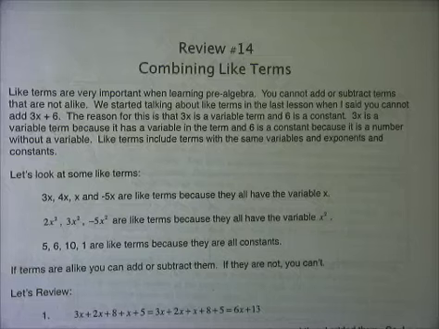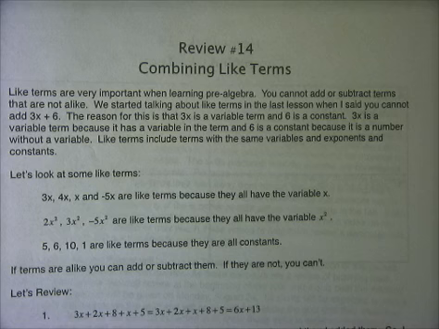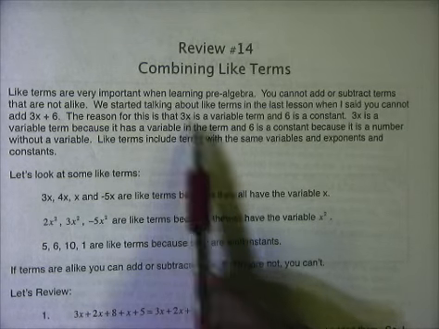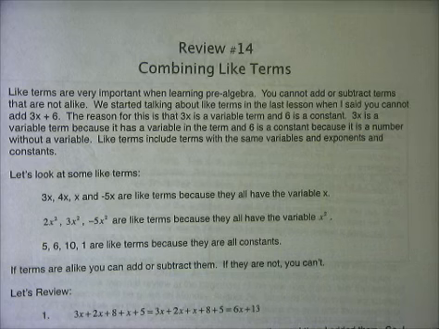The language: coefficient, variable, and constant, and we'll talk about that more here. Like terms are going to be very important when learning pre-algebra. You cannot add or subtract terms that are not alike. We started talking about them in the last lesson when I said you cannot add 3x plus 6. The reason for this is that 3x is a variable term. Remember, I said that 3 is the coefficient and x is the variable, and 6 is a constant term.